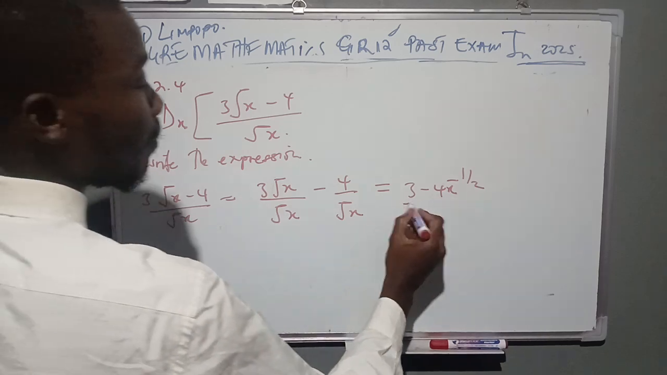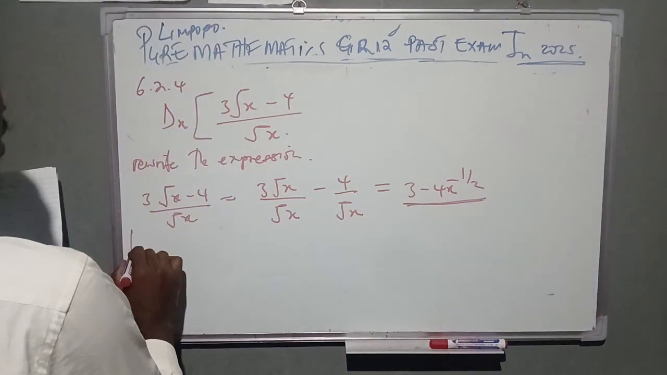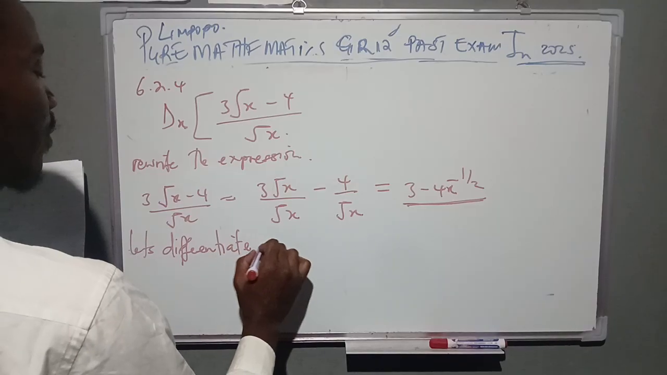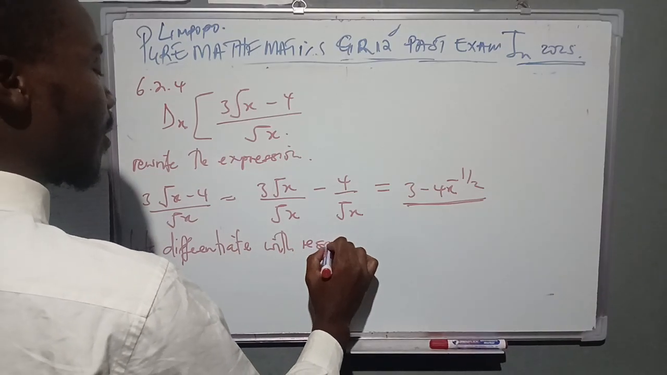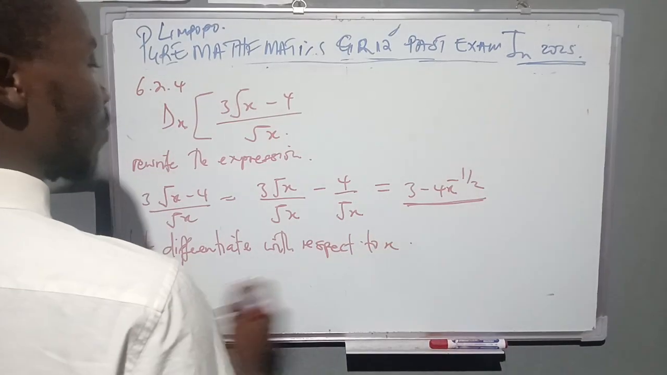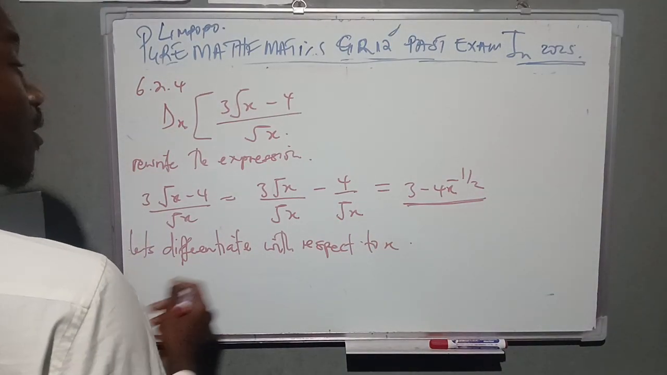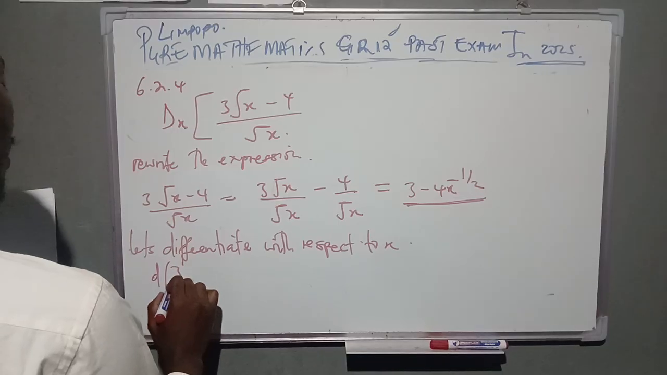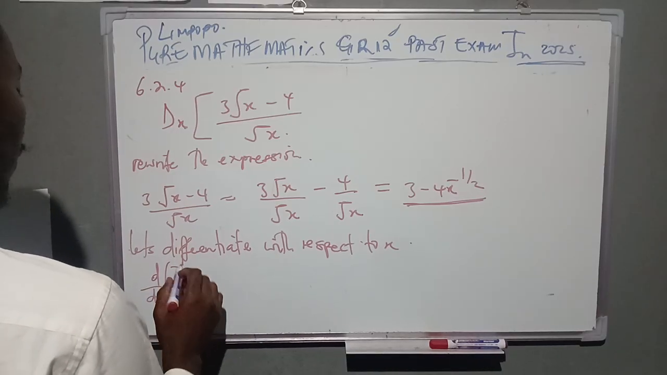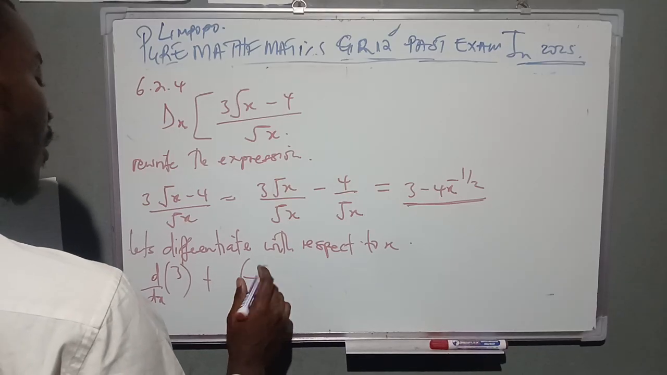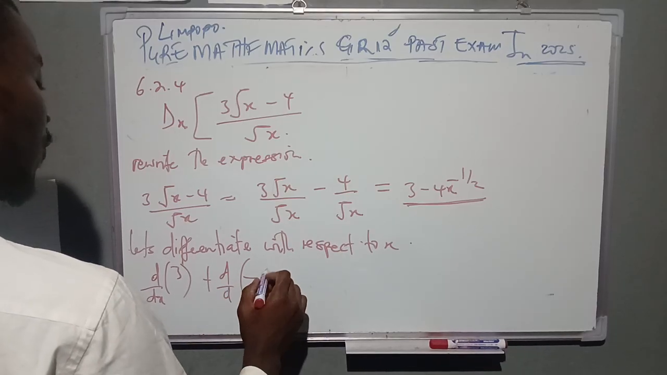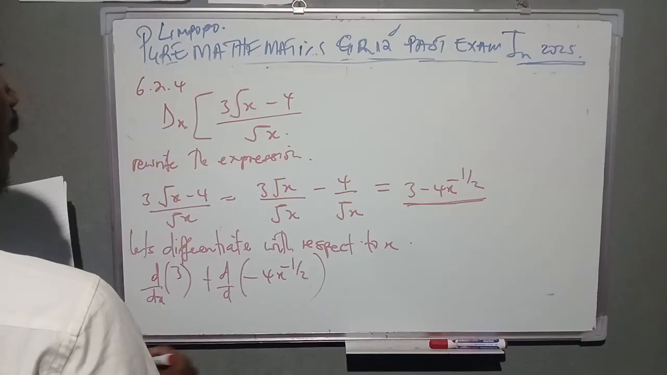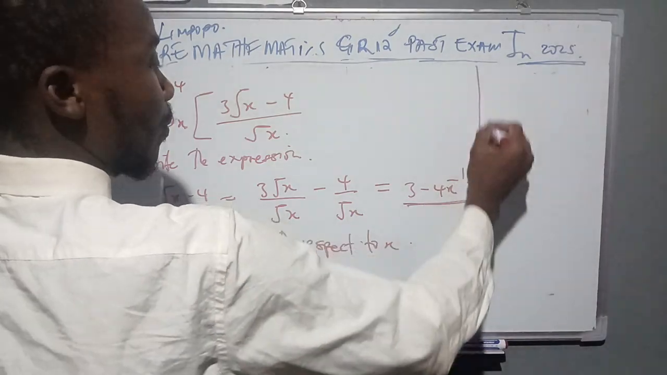Then from there, we are having this expression now. So let's differentiate with respect to x. Alright, so that means we are saying d over dx of 3 plus d over dx of minus 4x to the power negative half, like that. Right, therefore we come to that part.